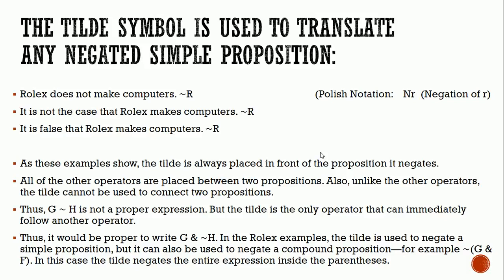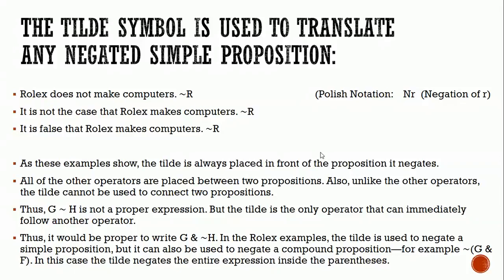So the tilde symbol is used to translate any negated simple proposition. For example, Rolex does not make computers, tilde R, not R. It is not the case that Rolex makes computers, not R, tilde R. It is false that Rolex makes computers, not R. Polish notation, capital N, lowercase r. As these examples show, the tilde is always placed in front of the proposition it negates. All the other operators are placed between two propositions.